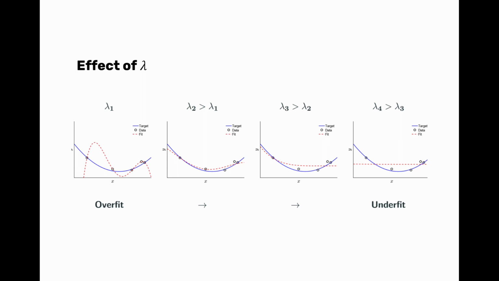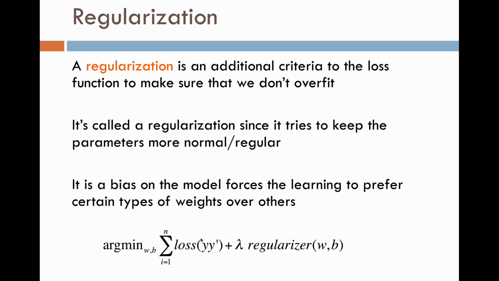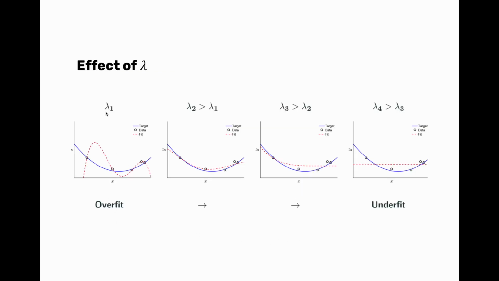Now let's intuitively see what impact this lambda will have. We know that we are adding a lambda with a sum function, but what impact will it have? In this figure, the blue line is the target, the inherent nature of the distribution, and the circles are the observed data points. The dotted line is our fit. Let's say our lambda is very small.